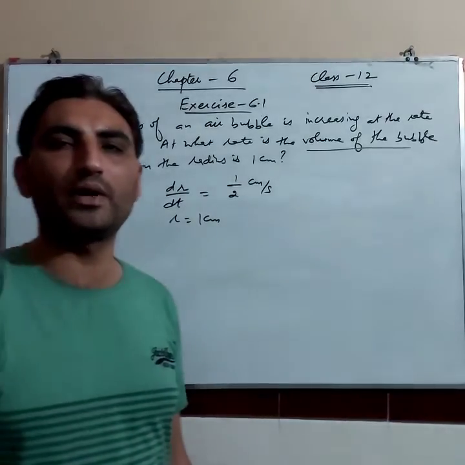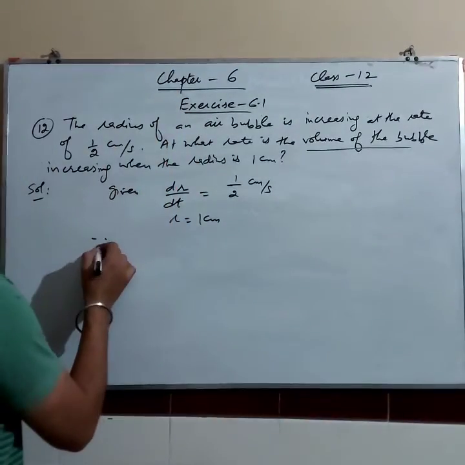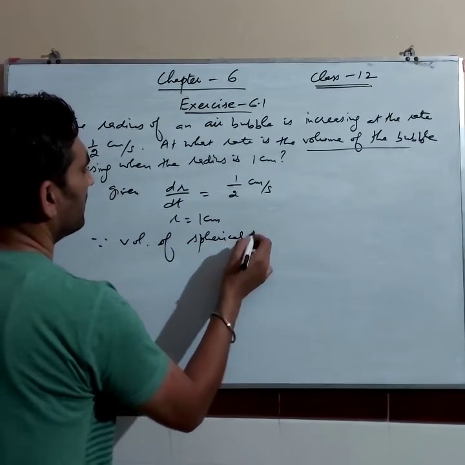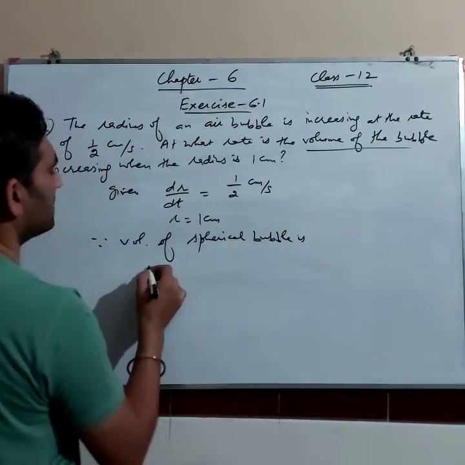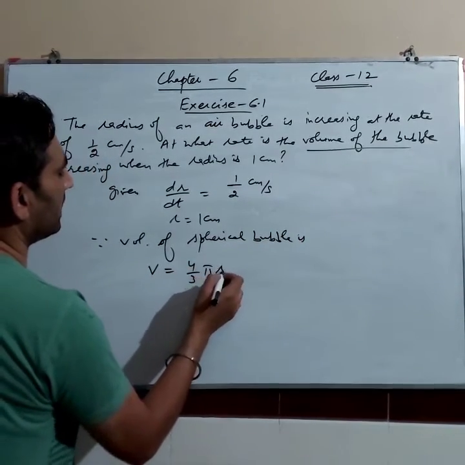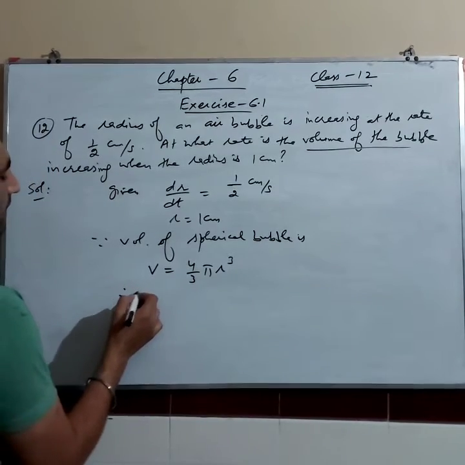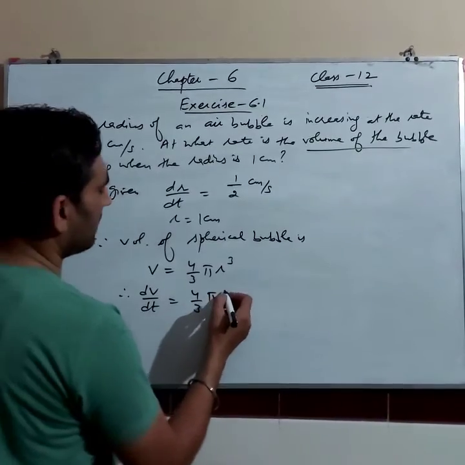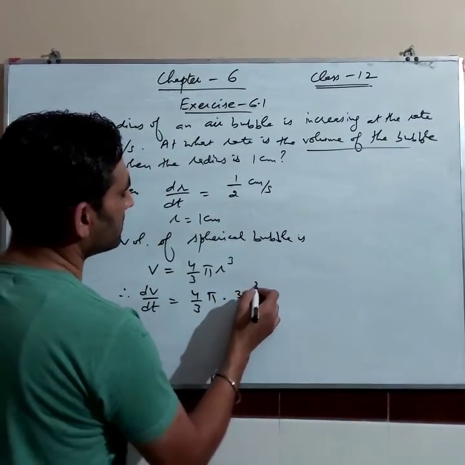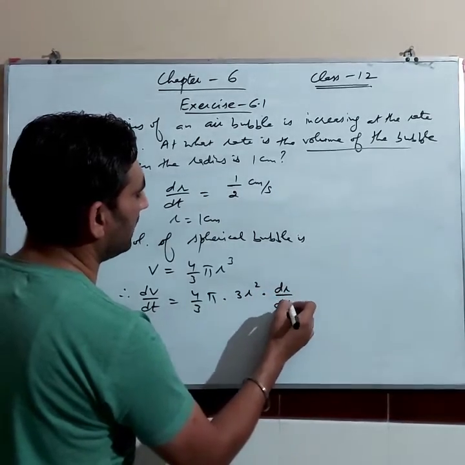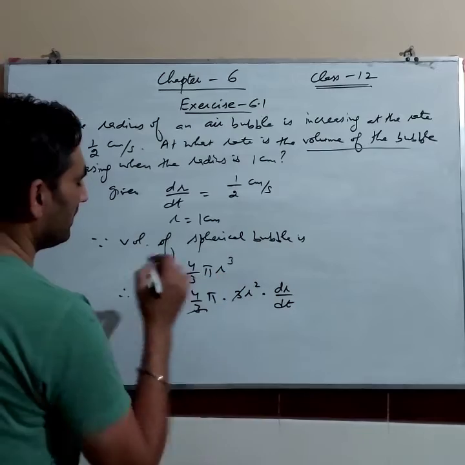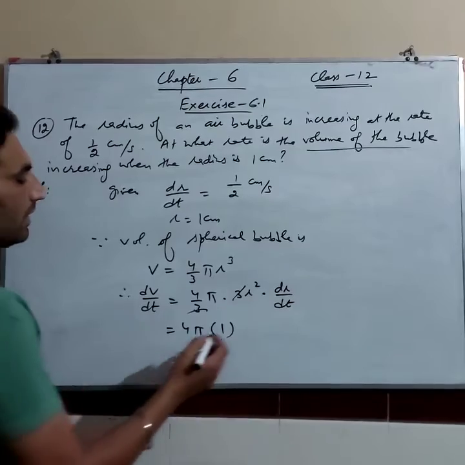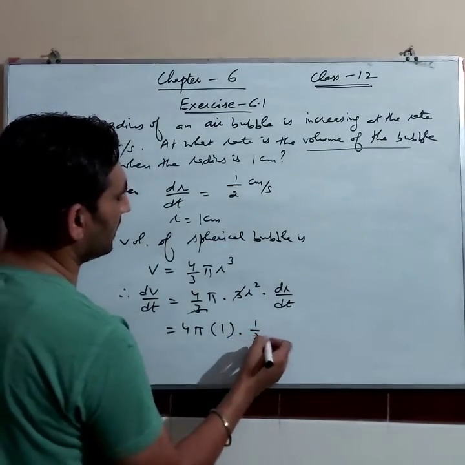The bubble is like a sphere, and what is the volume of a sphere? The volume of a spherical bubble is V equal to 4 over 3 pi r cube. Now write the derivative with respect to t: dV upon dt equal to 4 over 3 pi as it is, r cube will give 3r square into dr upon dt. The 3 cancels, so 4 pi as it is, with r equal to 1, and dr over dt, which is 1 over 2.